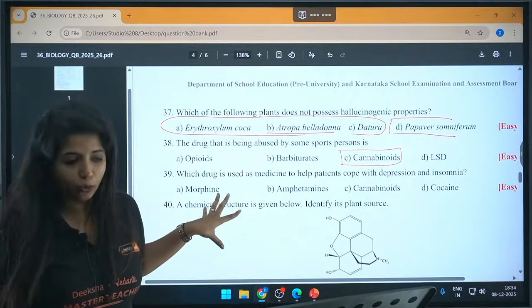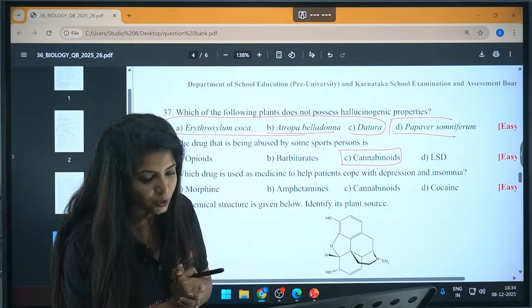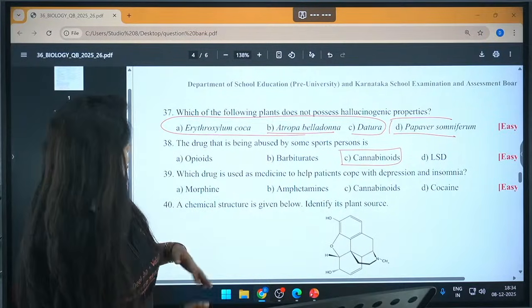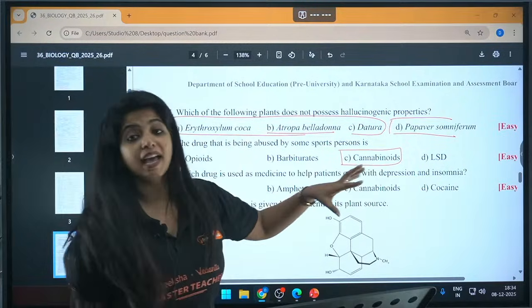Now, 39th question. Yes, Rukmini, you were correct. Vidya also correct. Sagar is also correct. Now 39th question, which drug is used as medicine to help patients cope with depression and insomnia?